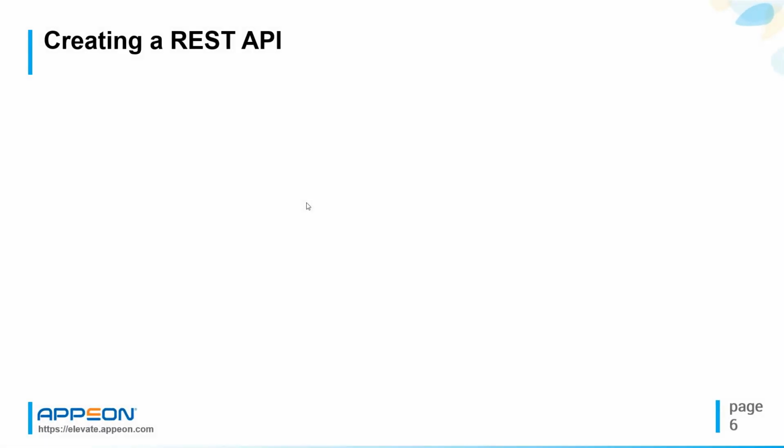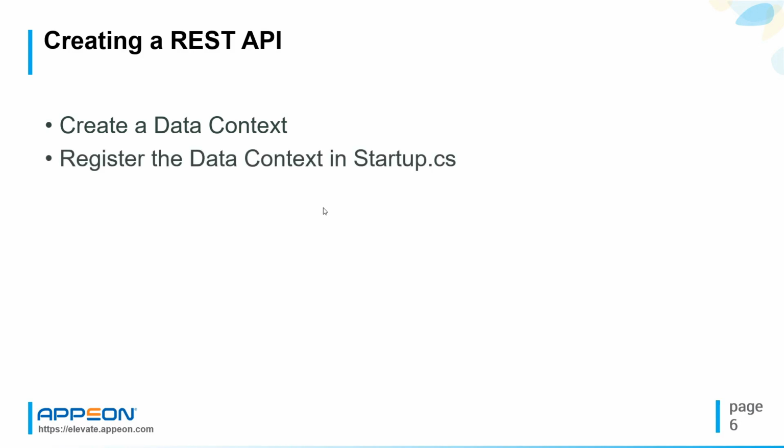Okay, let's look at creating a REST API. So the first thing we're going to do is create what's called a data context. And in PowerBuilder terms, you can think of this as the transaction object, the SQLCA. There is a file called startup.cs that initially gets created when we create the project. We're going to register that data context. Essentially the same thing as the global variable SQLCA in the application object in PowerBuilder. We're going to generate a C# model from a data window.